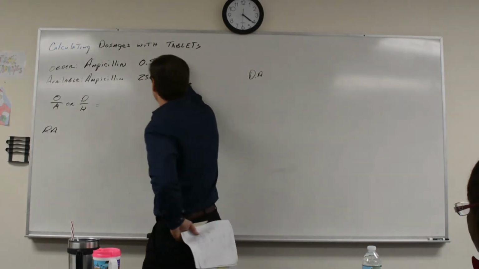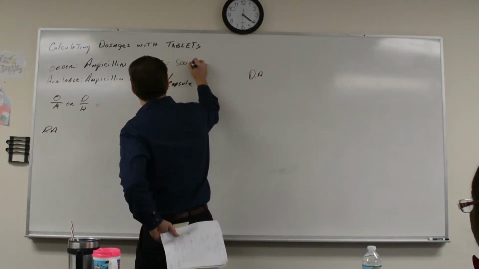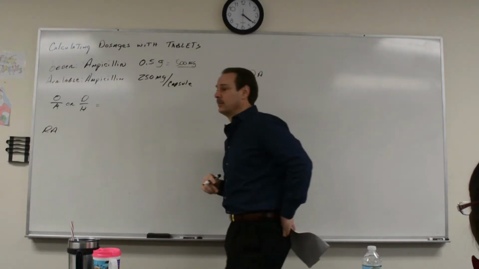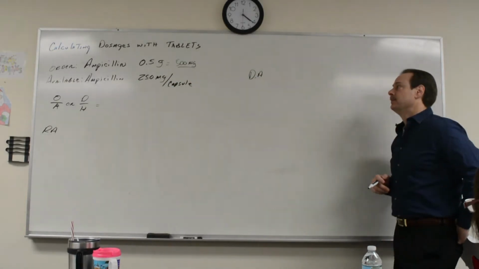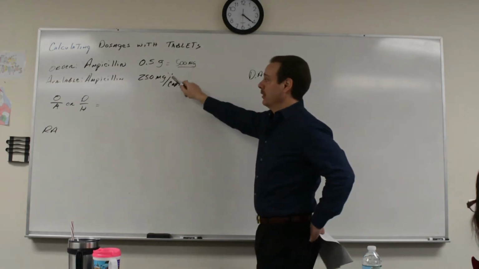So let's say that this is going to be equal to what? 500 mg. That will be our quick conversion. Now we have milligrams and milligrams. Now we can start calculating.